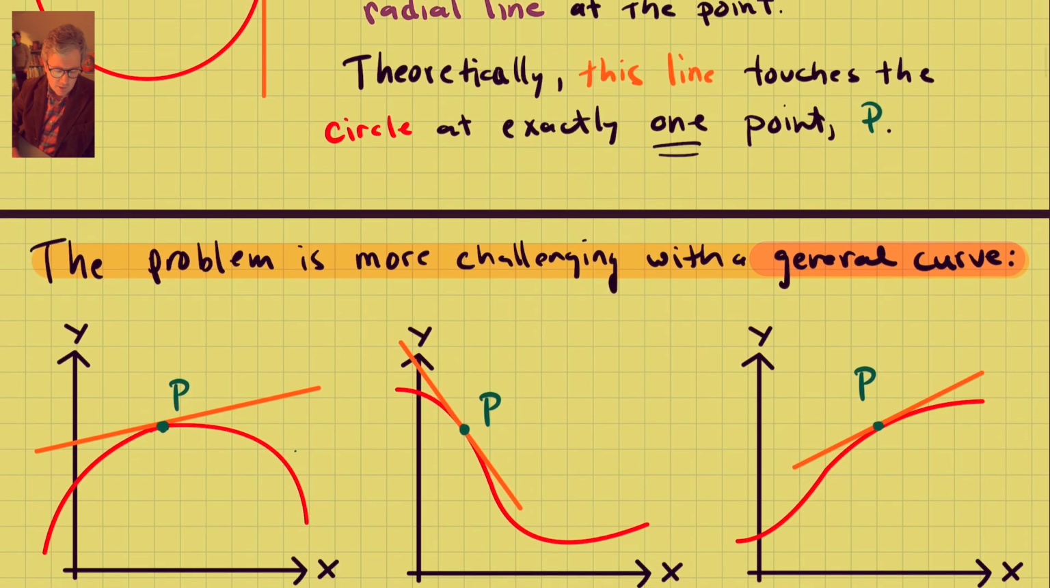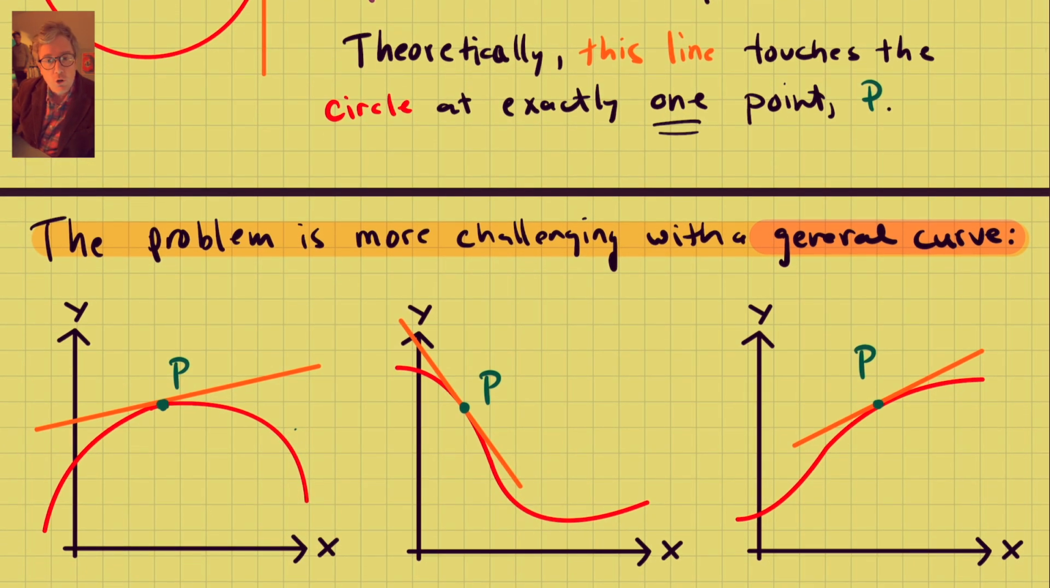So the idea of a tangent line becomes a little more challenging with a general curve, but if you just keep in your mind the idea of the line touching the curve at one point, the orientation of the line has to be guided by that. That's the general principle when thinking about a tangent line, at least visually.